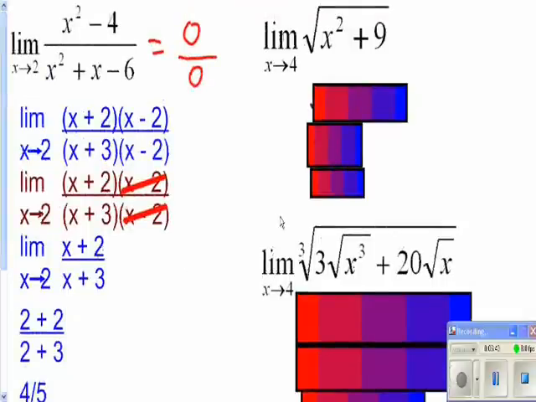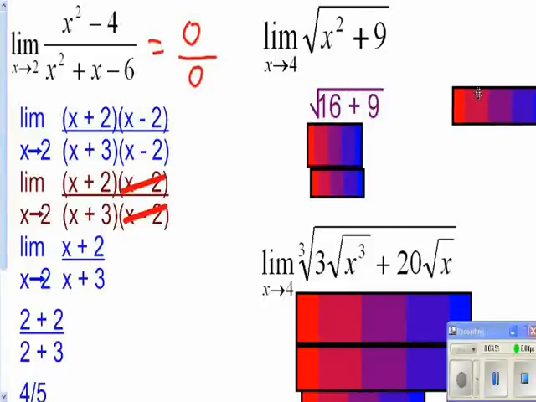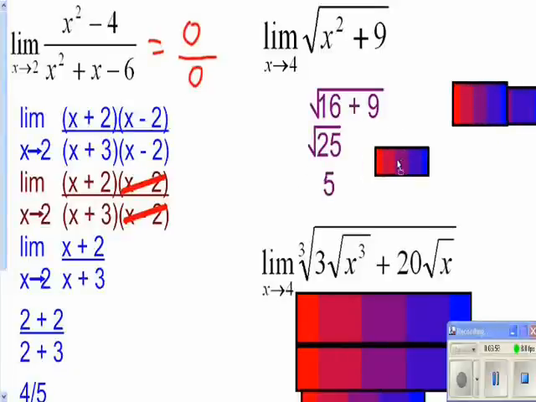So looking at the next problem, we want to see, does it work to just plug in 4? 4 squared is 16. 16 plus 9, oh, that's just 25. Square root of 25, well, that's 5. So, hey, it works. Great, we're done. We move on to the next problem.